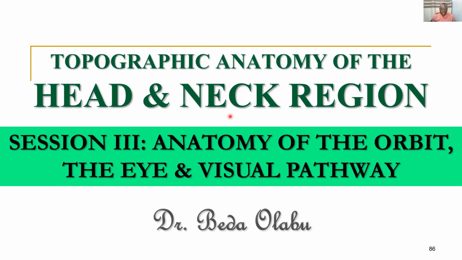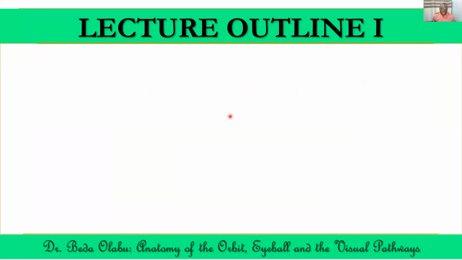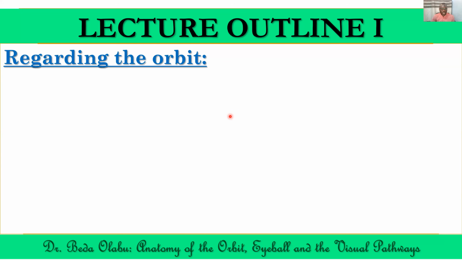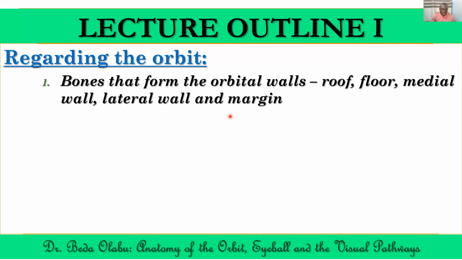Welcome to this third lecture on head and neck anatomy, where we're going to look at the anatomy of the orbit, as well as the anatomy of the eye and the visual pathway. I will give this lecture in two parts, actually. The first part will focus on the orbit itself.